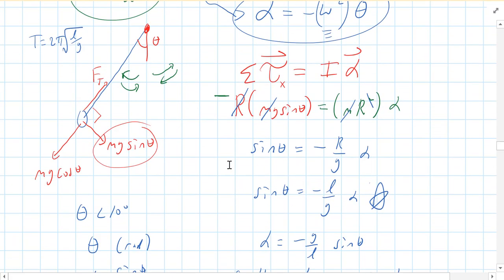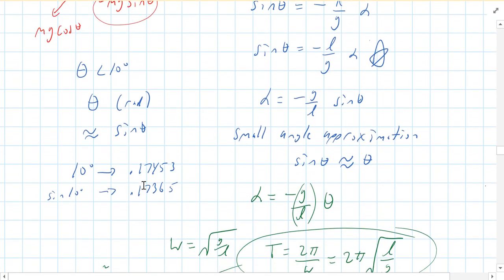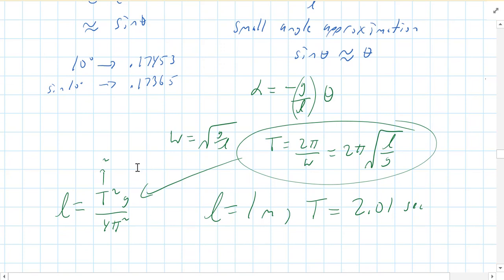In the next video, we're going to talk about things that are not just simple balls on a string. Like what if you have a rod swinging back and forth? What is its period of oscillation? And we'll do the same process. We're going to do net torque equals I alpha, get alpha in terms of theta. We'll use our small angle approximation, and that will give us the period as a function of the length of the rod.